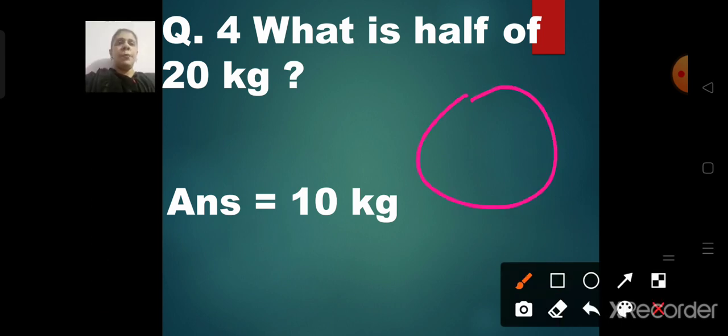This is a 20 kg ball. This I have divided into two parts. So this one part will be 10 kg and the other part will be 10 kg. When it is a whole, it will be 20 kg. So what is the half of 20 kg? 10 kg.